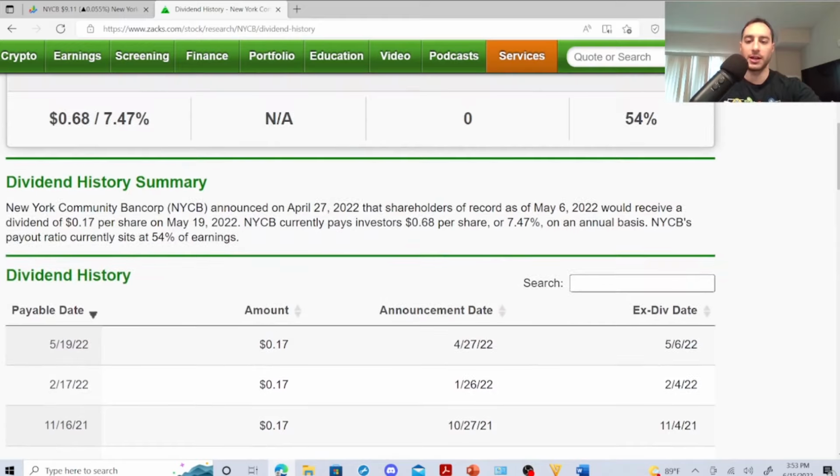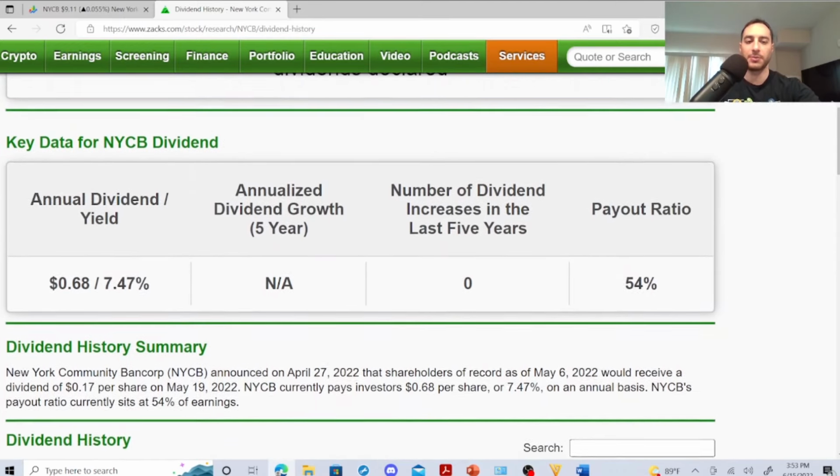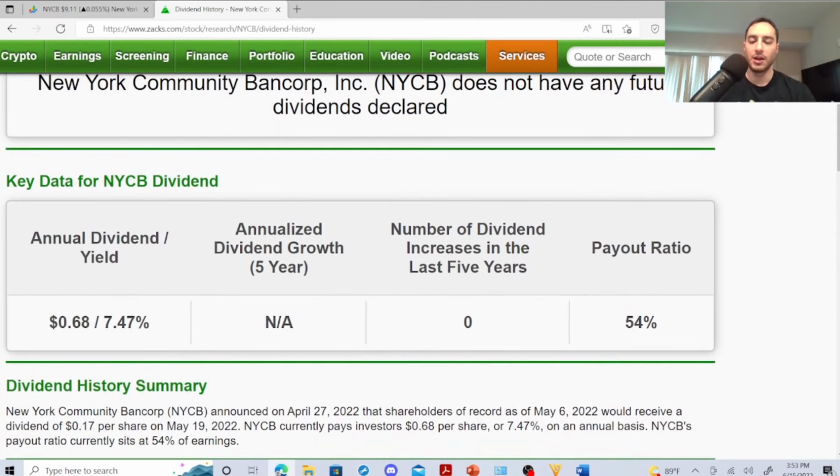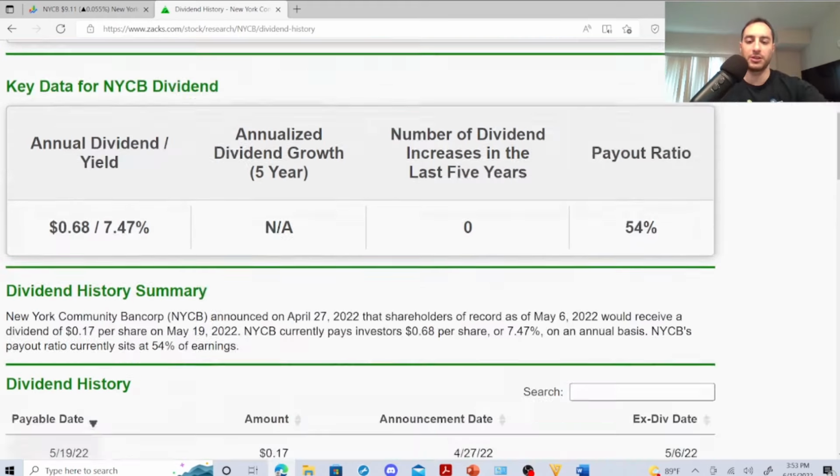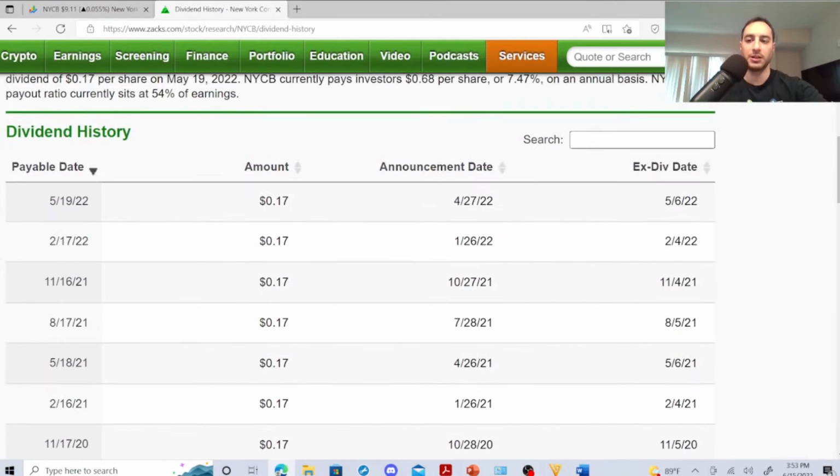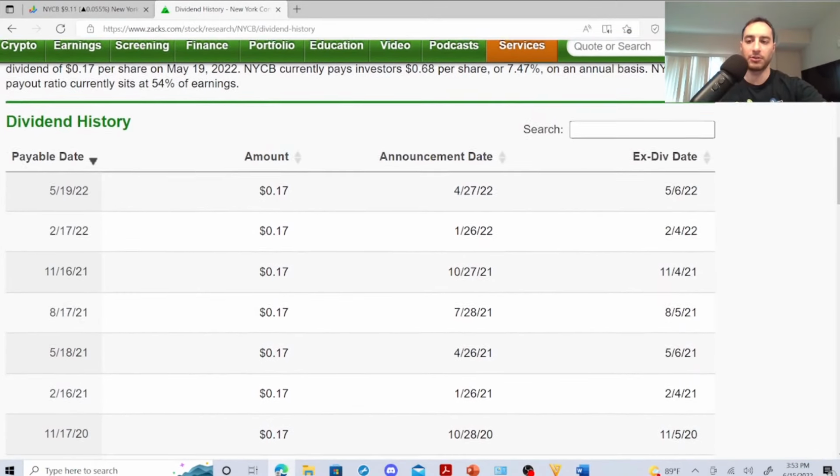So for a long time, it was 17 cents, a payout ratio of 54%. The dividend yield is 7.47%. Now, if you bought one share, you make 68 cents, but this is concerning to me. And I don't like this as a dividend growth stock.